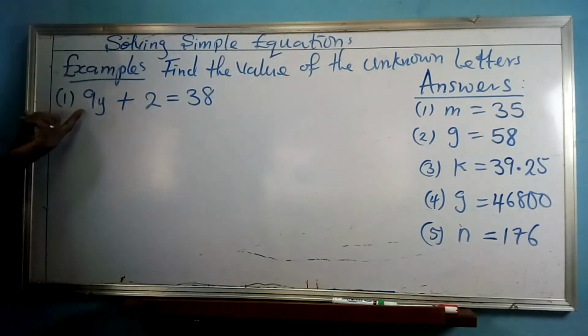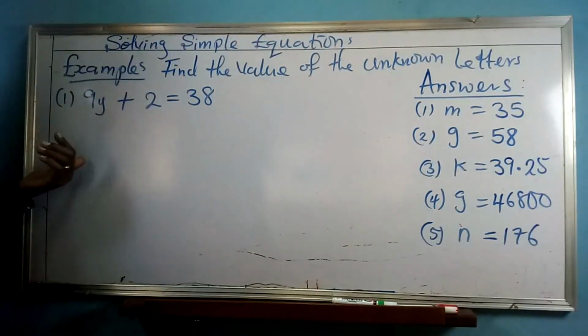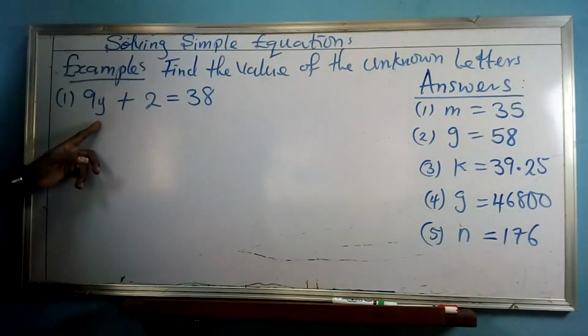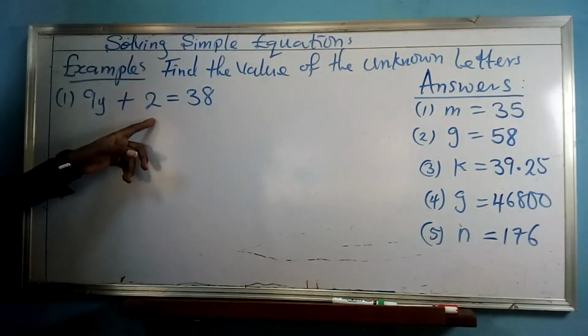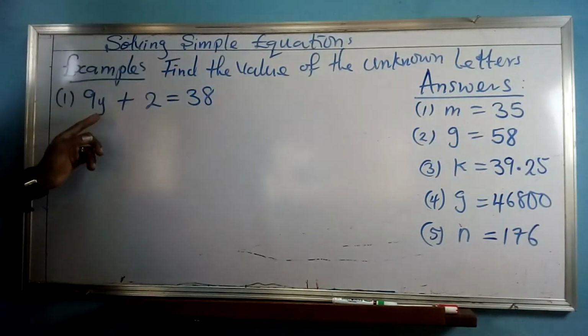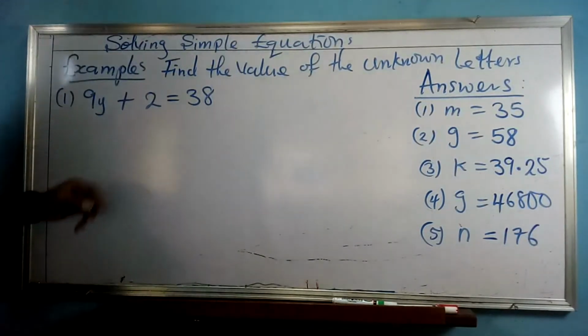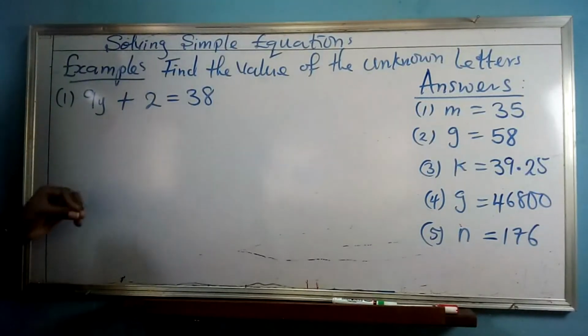Then our unknown here is what? Fine, it is 9, I'm sorry. Our unknown here is what? Y. Do you get that? We know the 9 as a number. We know 2, and we know 38. Do you get that? But we don't know the value of this y. What is y? We don't know y. We want to know what is y. Do you get that? You must identify the one that you don't know.